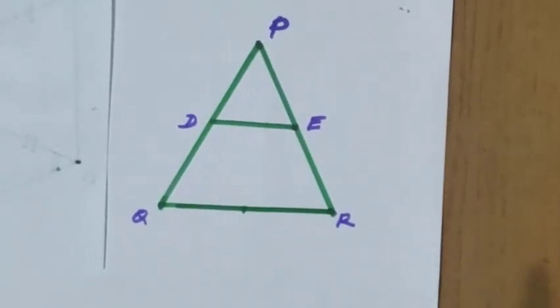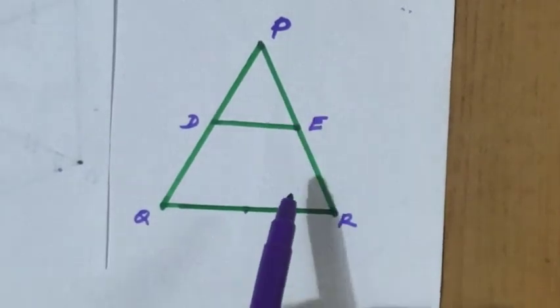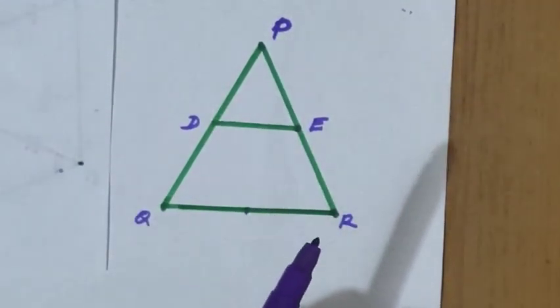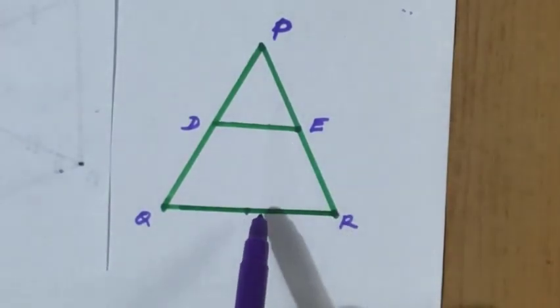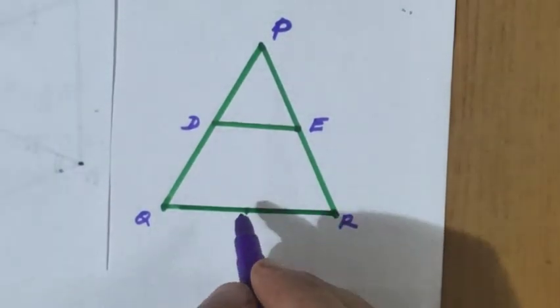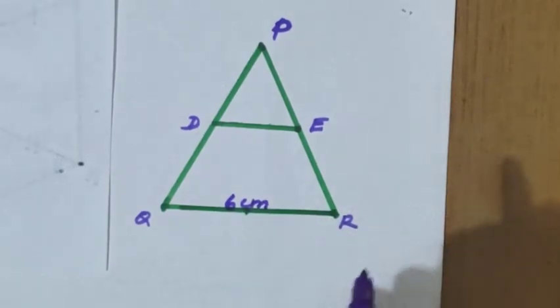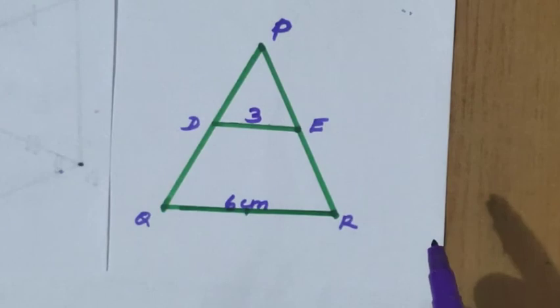So what we learned from the midpoint theorem, let me take the triangle PQR, D and E are the midpoints. Then what is the concept we learned? DE parallel to QR and DE equal to half of QR. That means if QR is suppose 6 centimeter, then what is the length of DE? DE equal to 3 centimeter.